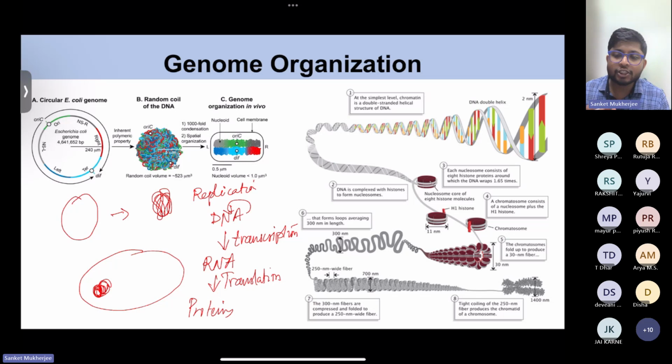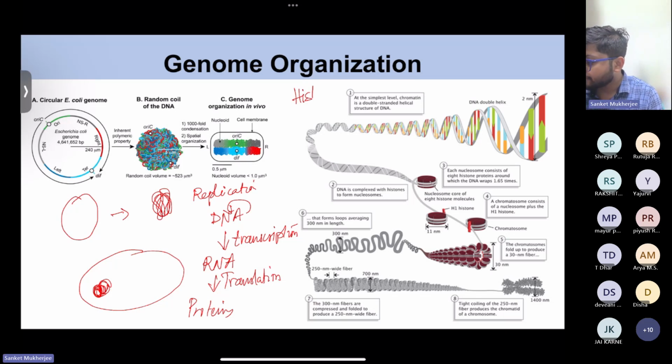When we talk about replication, it's basically DNA making more DNA, right? So we talked about the genome organization of prokaryotes. Let's talk about eukaryotes. In eukaryotes, a huge amount of DNA is present, and it is highly supercoiled using proteins which we call histone proteins. These histone proteins are positively charged, and the DNA is negatively charged. The DNA is wound around the histone proteins so that it can be compacted into the nucleus of the cell, right? That is the idea.